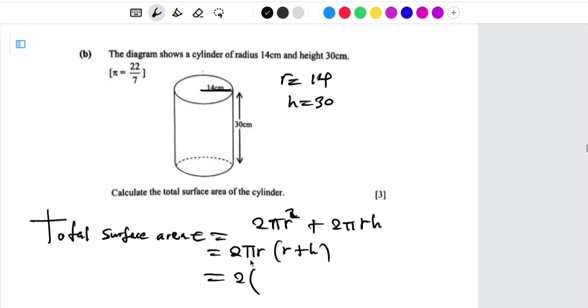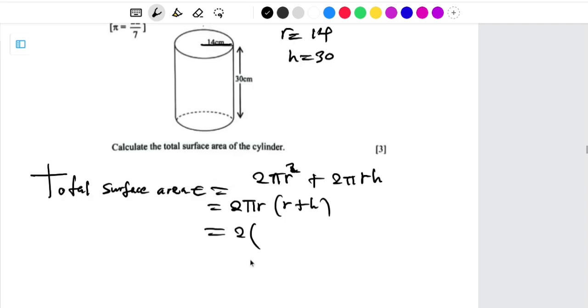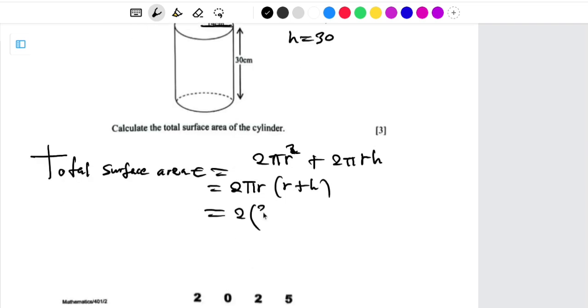So what is our pi? Pi is 22/7. Then what is our r? Our r is 14. Then inside we have 14 plus height, we have 30. Adding what is inside here, what are we going to get? We are going to get 44.